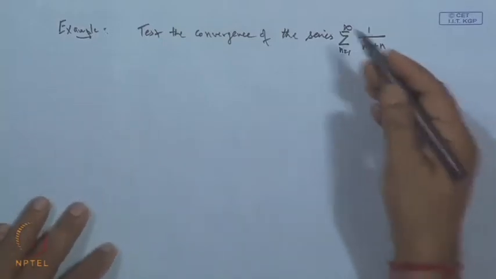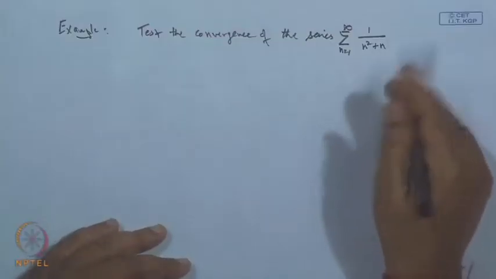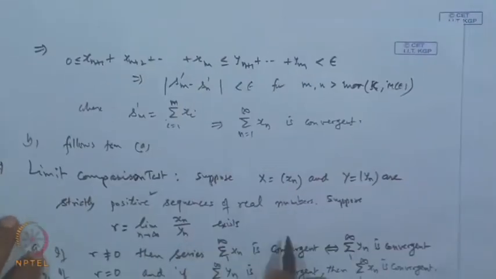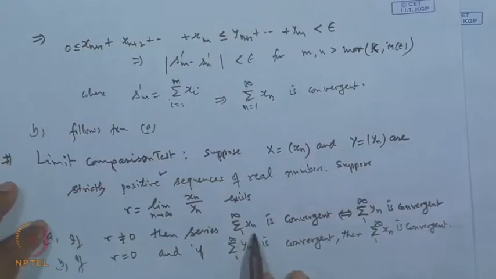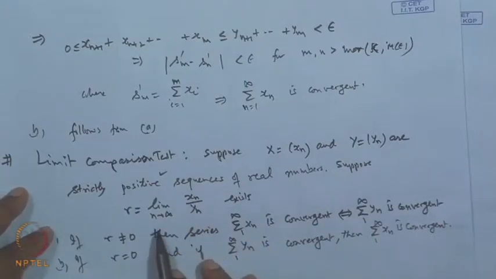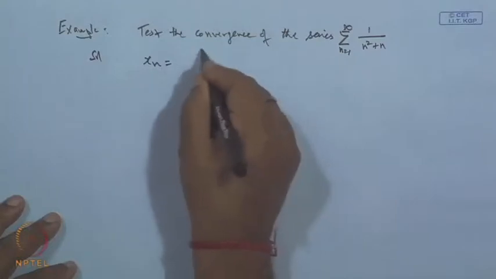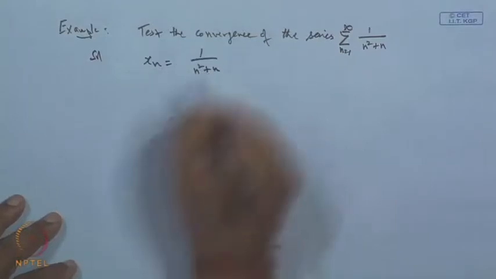Therefore, we can apply the limit comparison test, but what the limit comparison test says is that there must be sequences x n and y n. If we want to test this series sigma x n, you have to identify y n in such a way that the limit of x n over y n exists. In order to identify this, here x n is given to be 1 over n square plus n.